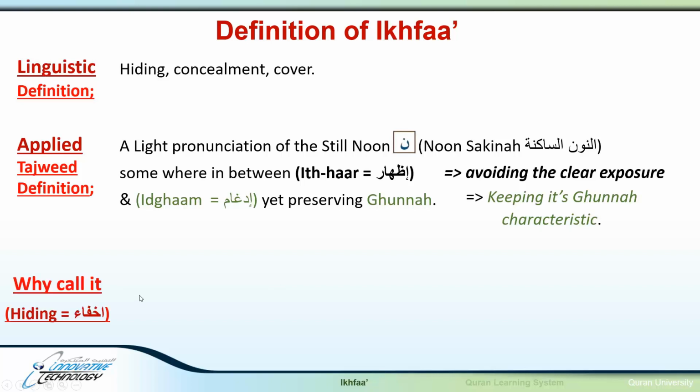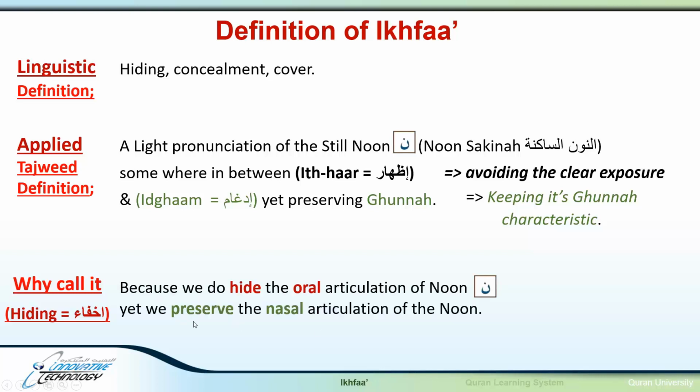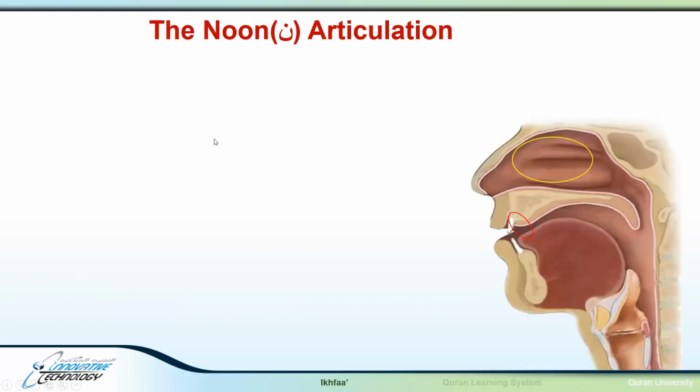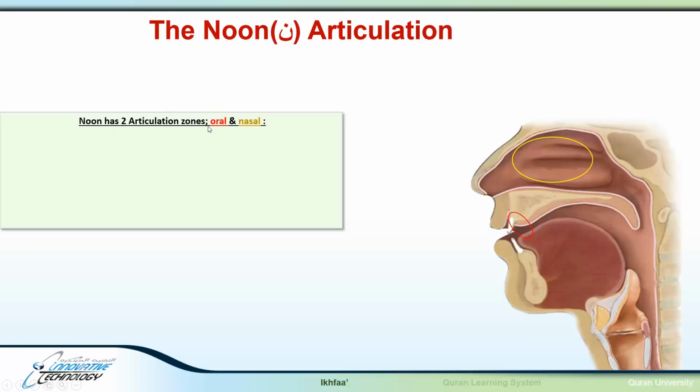So why do we call it Ikhfaa? Where does the name come from? The name is indicated because we hide the oral articulation of the Nun, yet we preserve its nasal articulation. If we remember in the lesson on articulation of letters and its characteristics, we talked about the Nun articulation. We mentioned that the Nun has 2 articulation zones. The first articulation zone of the Nun is oral, where the Nun is articulated at the tip of the tongue opposite to the gum of the upper incisor.